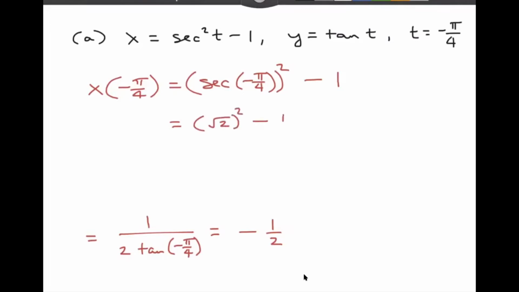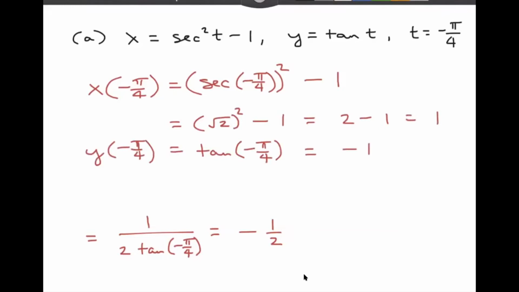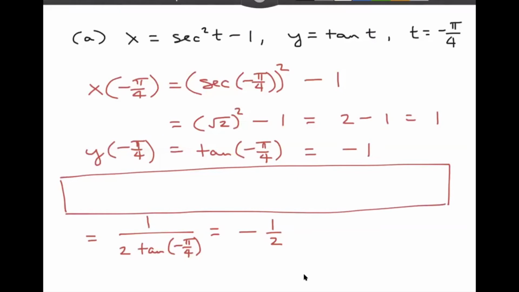So that's going to give us root 2 squared minus 1, which is 2 minus 1, which is 1. And then y at negative pi over 4 is the tangent of negative pi over 4, which, as we said a moment ago, is negative 1. So we need the equation of the line with a slope of negative 1/2 passing through the point 1, negative 1.